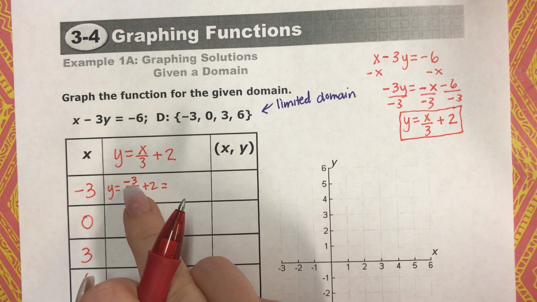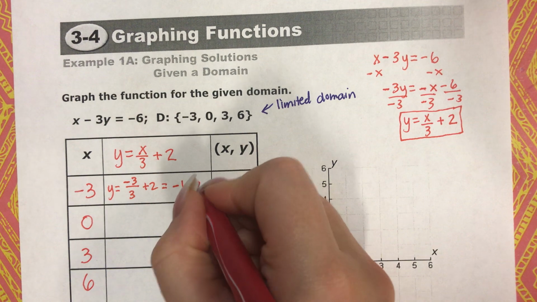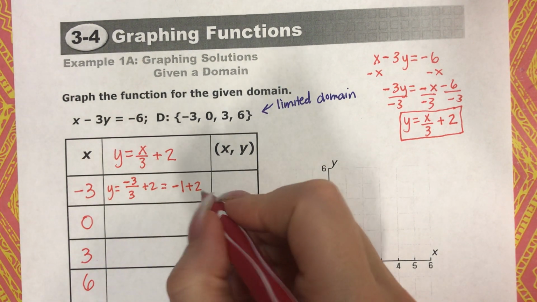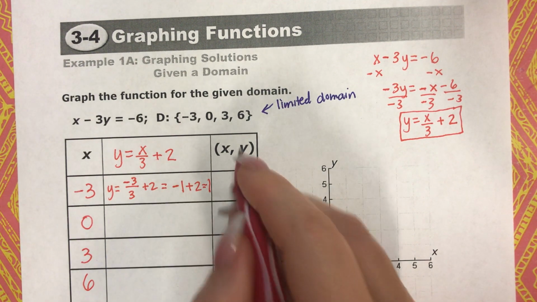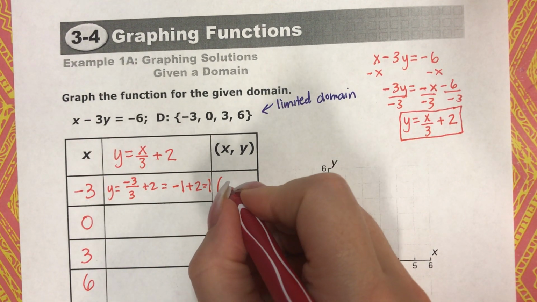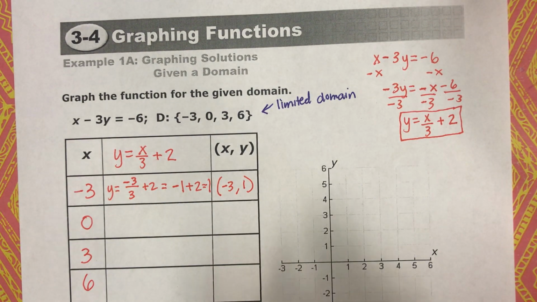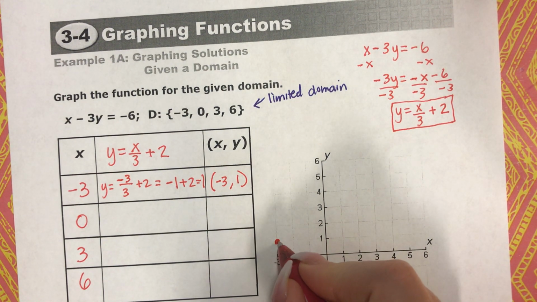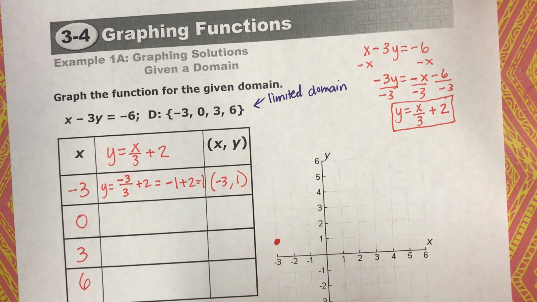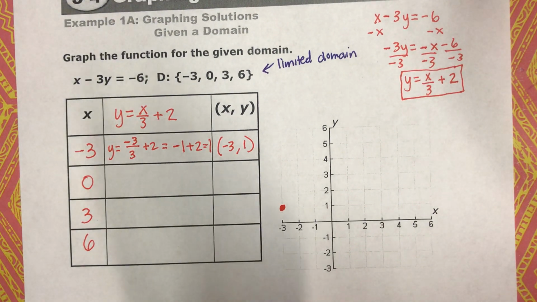And that equals -3 divided by 3 is -1, plus 2. And that ends up being 1, right? So that means we end up with the point -3 is our x and 1 is our y. And so we can plot that point. -3, 1, that point is right there. So we just graph the point. Okay, let's do the next one.